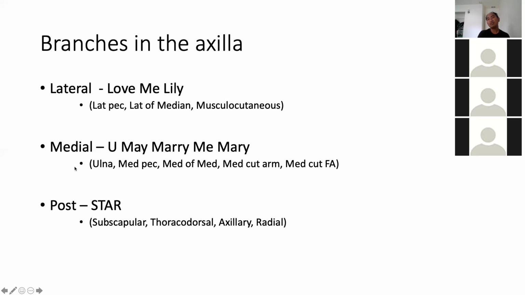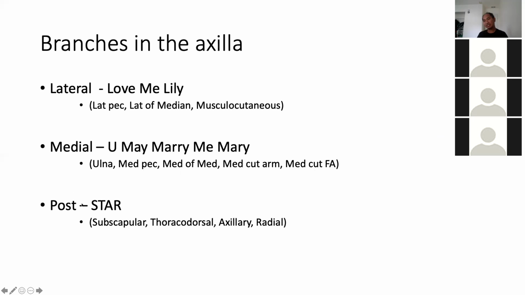And for the medial cord, the way we remember is "you may marry me, Mary". So you: ulnar nerve. So at least I want you to remember the ulnar nerve comes from the medial cord. So lateral pectoral, medial pectoral. Medial, the portion of the median nerve. So the median nerve originates from the medial cord and lateral cord merged together. Medial cutaneous nerve of the arm, medial cutaneous nerve of the forearm.